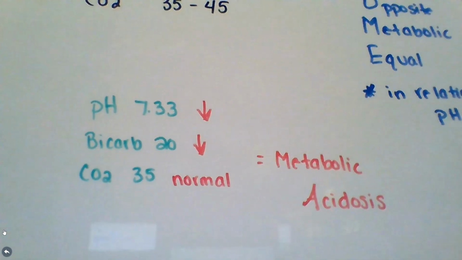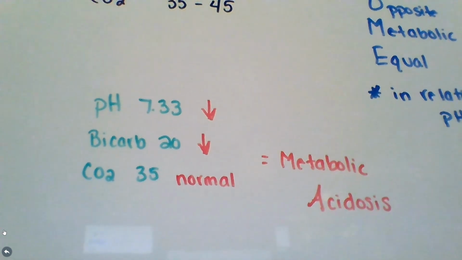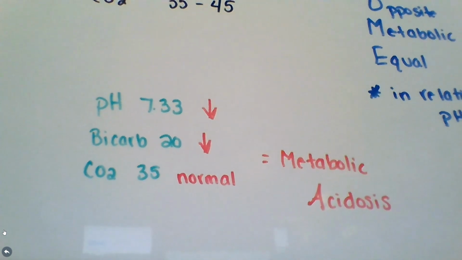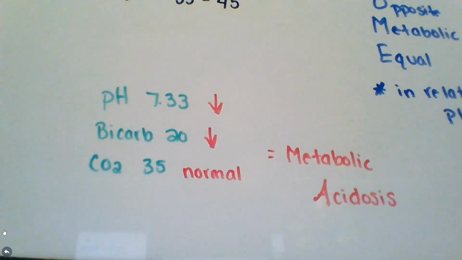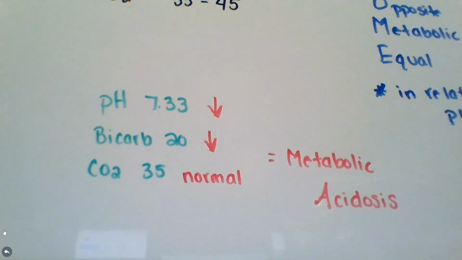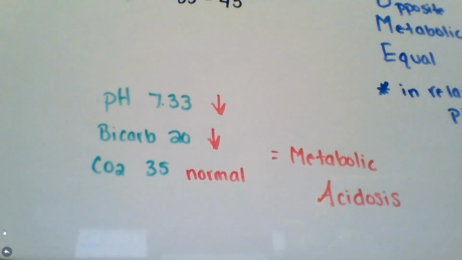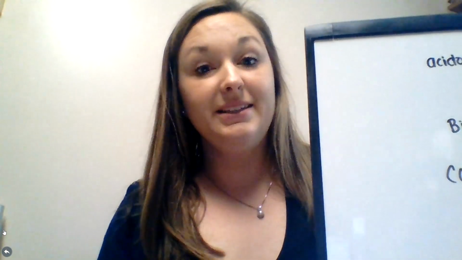So let's look at our correct answer choice here, where our pH was 7.33. We know that that's acidotic. It's less than 7.35. And our bicarb is 20, so that's also low because normal bicarb is 22 to 26. So that fits our ROME, metabolic equal, the pH is low and so is the bicarb. And in this case, the CO2 is normal, so that doesn't even really play an effect just yet. So this would give you metabolic acidosis. Make sense?